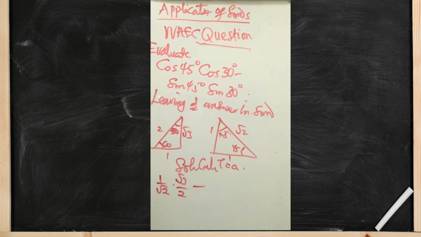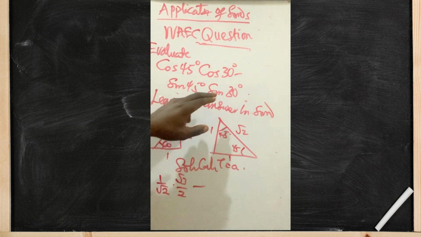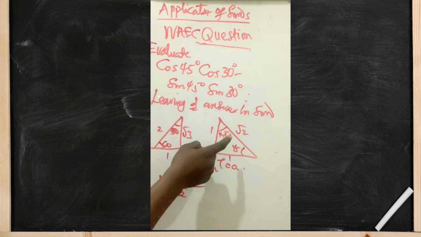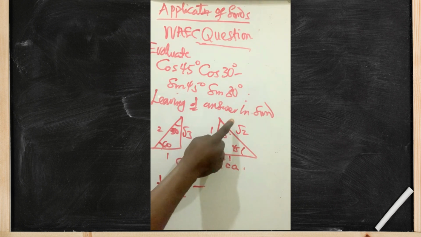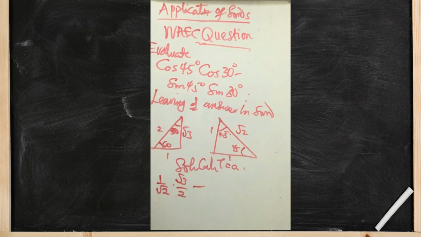Minus. Now the next part is sin45 sin30. Sin45 here is opposite over hypotenuse, which is the same thing as 1 divided by root 2. Then you multiply it by sin30, opposite over hypotenuse, that's 1 over 2. So solving this, you have root 3 over 2 root 2, then minus 1 over 2 root 2.